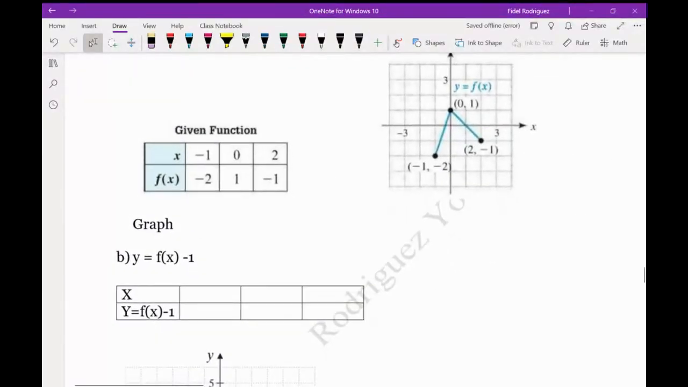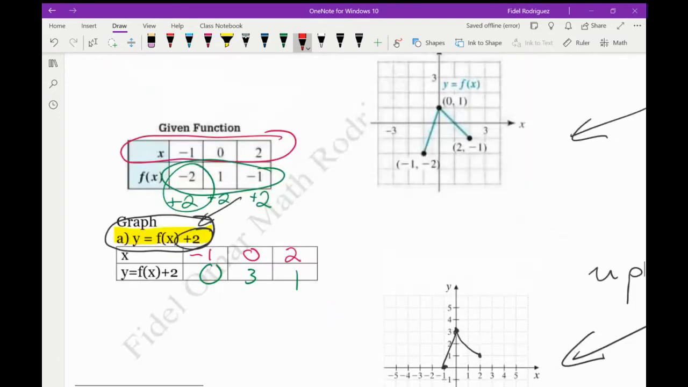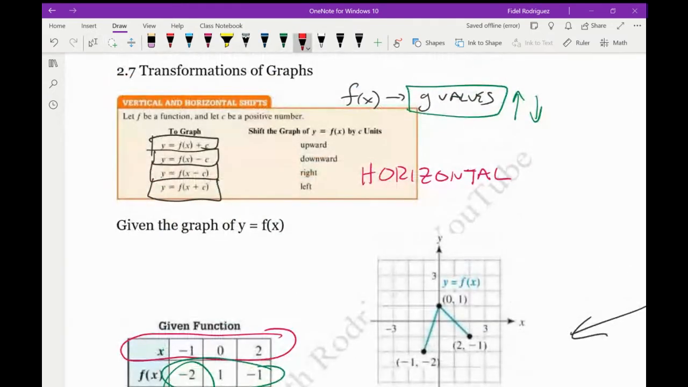Same exact problem here, same exact original function. And it says, now let's graph y equals f of x minus 1. So the first thing I notice is that this minus 1, again, y'all, is on the outside of my parentheses. It's not in there, it's outside the parentheses, right? So let me come back over here. If it's on the outside and it's minus, the graph is going to go down, right?